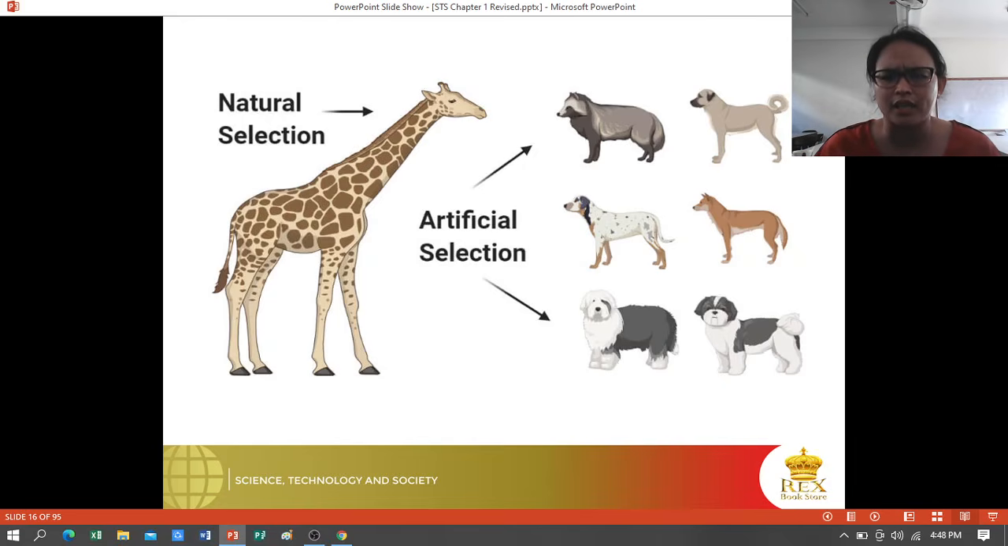So, why is it like this, ma'am? Why did the appearance of the dogs become different? Like the Dalmatian, black and white. Like the Labrador, brown, or black and brown. So, that is because of artificial selection. So, why is it artificial, ma'am? Because of the intervention of human beings. Okay? We are the ones who intervene there.